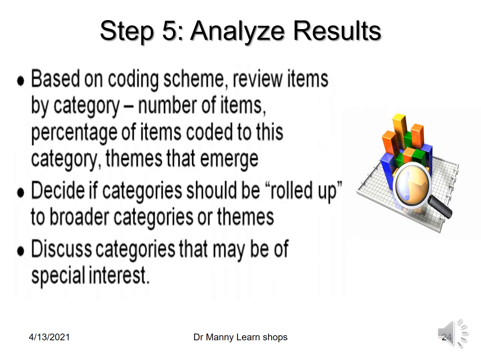Step 5. Analyze results. And this is based on a coding scheme to review items by category, which is the number of items in it, the percentage of items coded in this category, and the themes that emerged. This is where a decision is made if the categories should be rolled up, narrowed, or made broader. Lots of discussions occur about the categories, especially those that are of special interest.